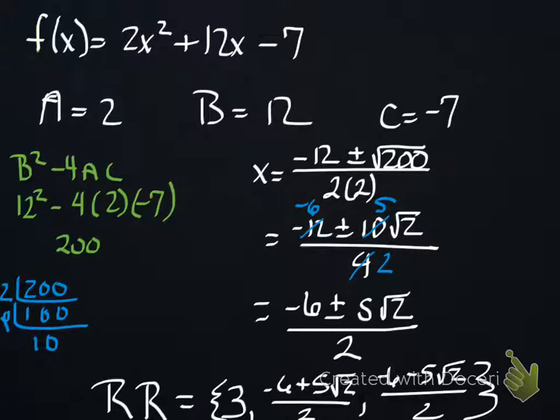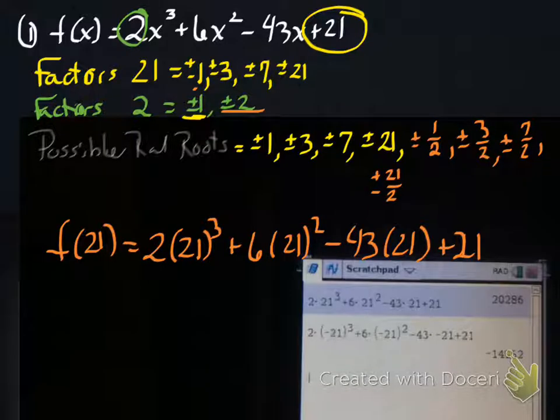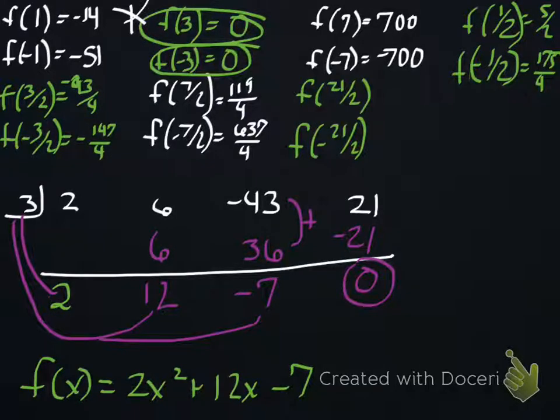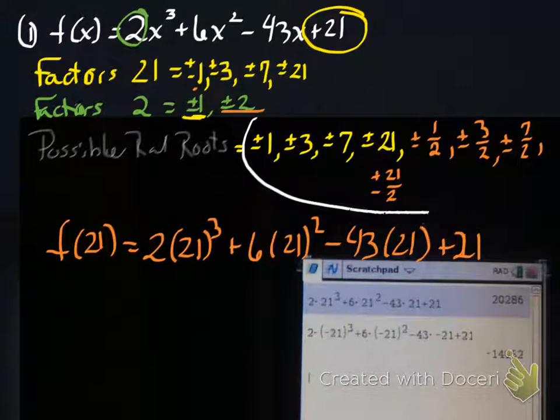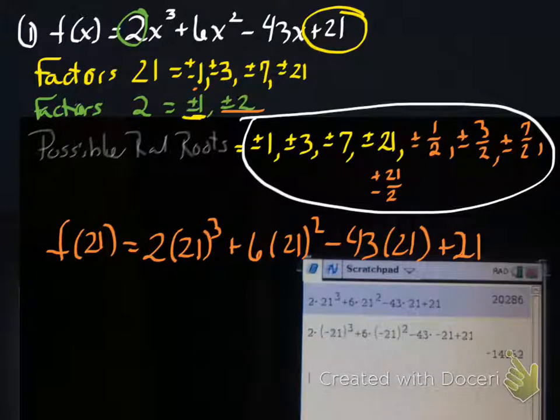Like I said, only on 6 problems are you going to have to go this far. The other problems, you will stop at this step. So if I ask you for the possible rational roots, you would stop at this step. Okay? For the last 6 questions, you're going to go further.